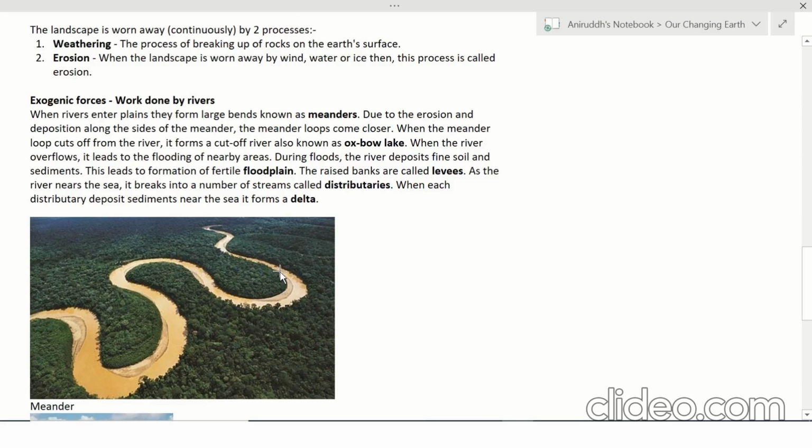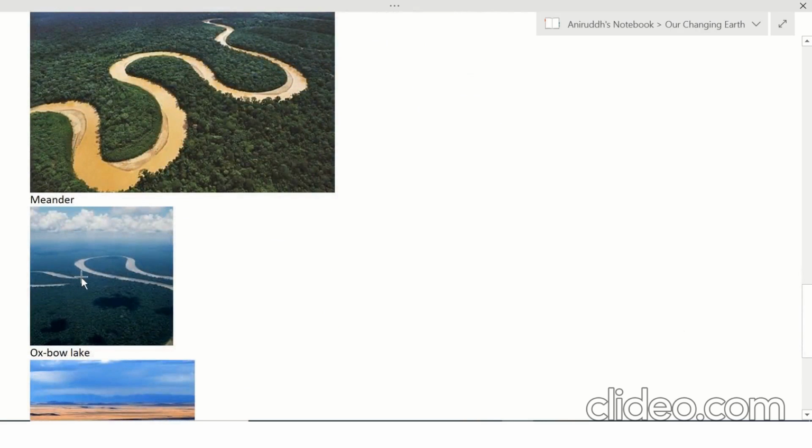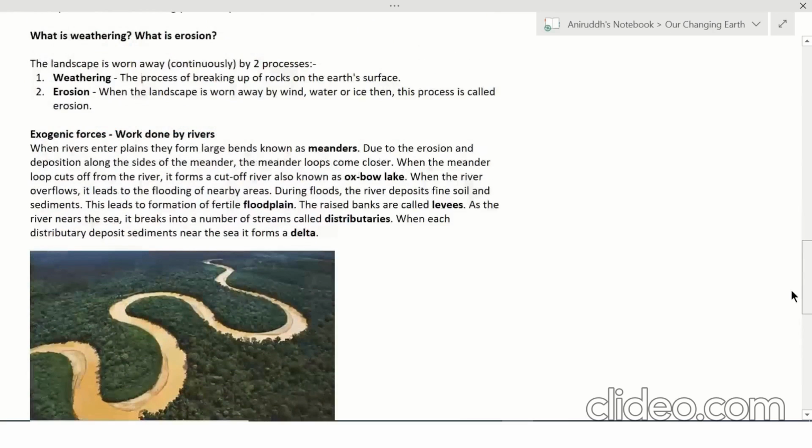Due to the erosion and deposition along the sides, the meander loops come closer. When the meander loop cuts off from the river, it forms a cut-off river, also known as an oxbow lake. Now here you can see a cut-off river from the meander loop. You can see a single cut-off river. This is an oxbow lake.